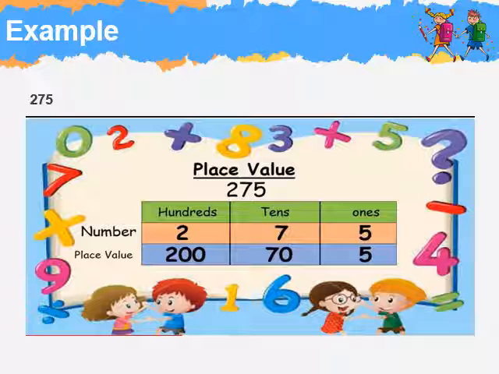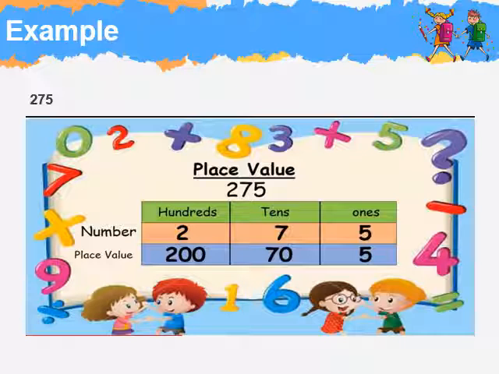Let us take the first example. Look at the number children, 275. So children, first we write the number in place value chart. So we write 2 in hundreds column, 7 in tens column, and 5 in ones column. Now children, look at the place value of these digits.